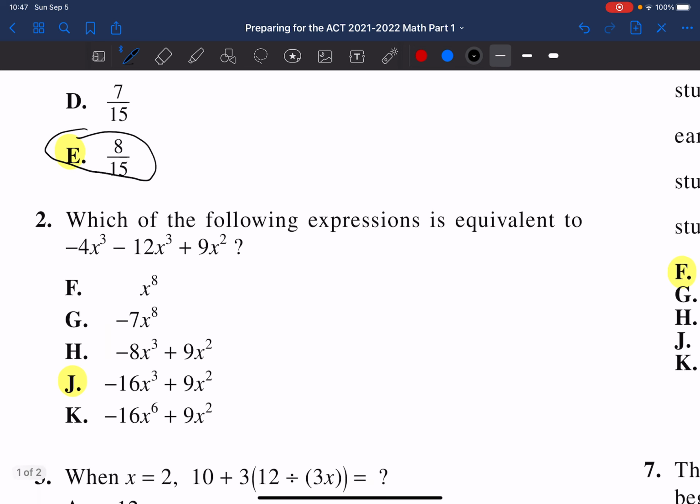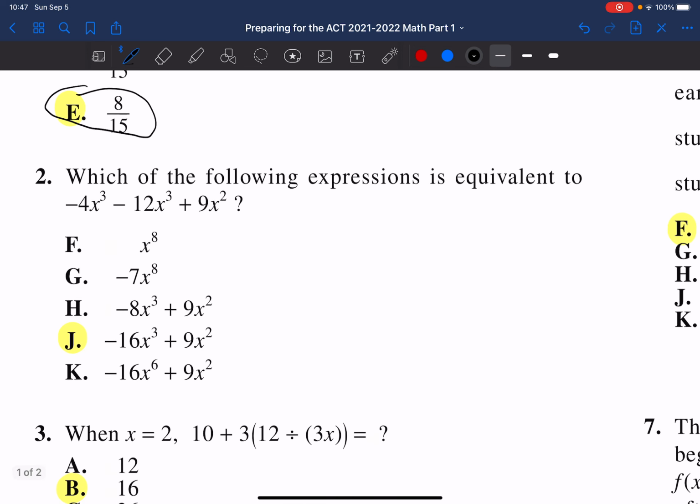All right. So moving on to number 2. Here we have negative 4x cubed minus 12x squared plus 9x. So we're combining these 3 terms. The question is, which 2 are like terms? The thing that tells us which ones are like terms is the variable at the end. So we have x cubed, and x squared. So that means that these 2 right here are the like terms.